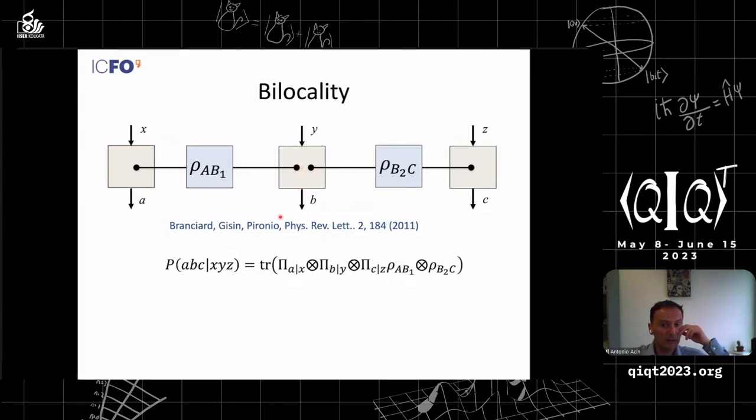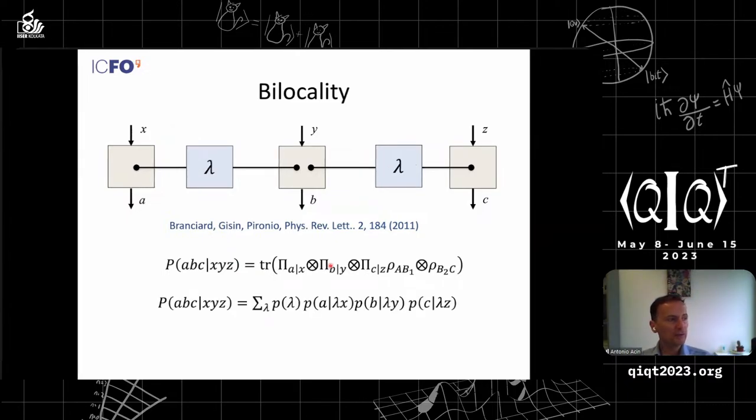So now the way we represent this in the quantum case is pretty clear. We look at the picture and we can write this as the trace of a measurement by Alice, a measurement by Bob, a measurement by Charlie, acting on the state rho A B1 tensor product the state rho B2 C. So this is the set of quantum correlations in this scenario.